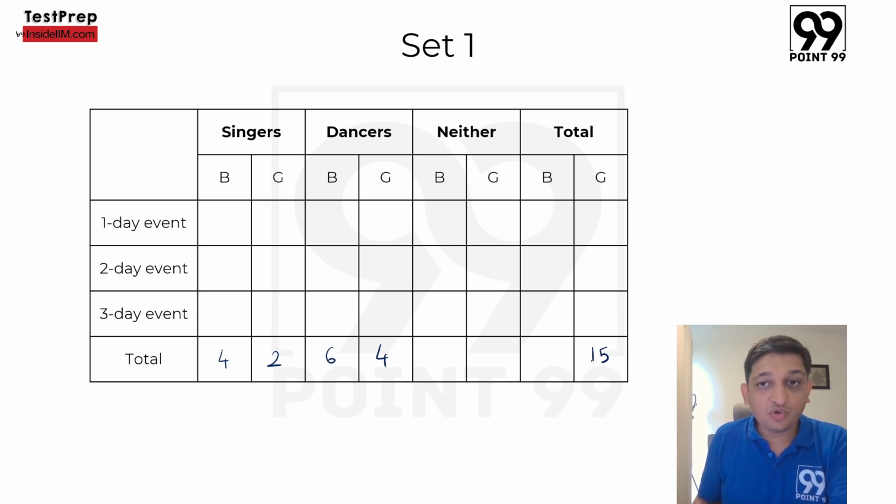We also know that the total number of girls is 15. तो अगर उसमें से 2 सिंगर्स हैं और 4 डांसर्स हैं, तो how many girls will be neither singers nor dancers? 4 plus 2, 6 हो गया. So this will basically be 9. So that is one additional bit of information that we are getting at this point in time.